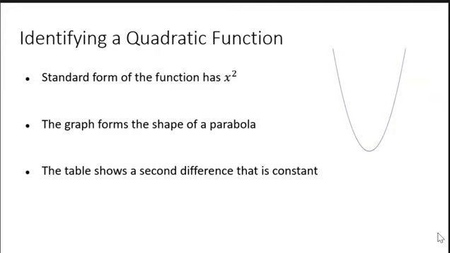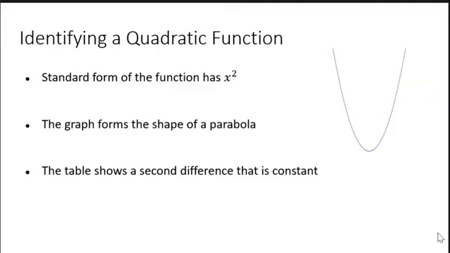In this unit, and with this lesson, you are asked to determine what type of function you're given. To identify a function as a quadratic function, you can look to see if the standard form of the function has x squared, where the 2 is the highest exponent in the equation. The graph of a quadratic function is in the shape of a parabola, meaning that it either increases, reaches a maximum, and then decreases, or decreases, reaches a minimum, and then increases.